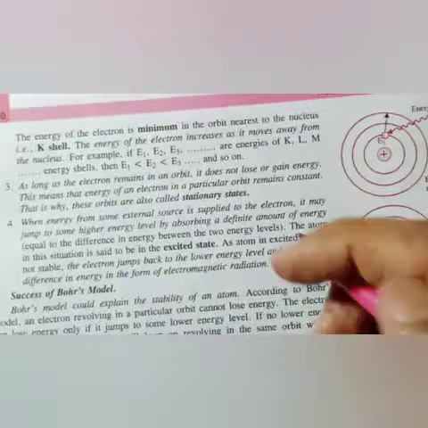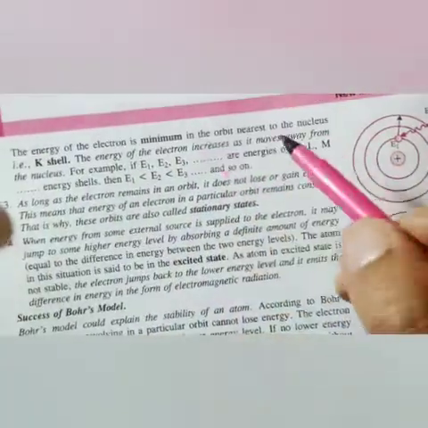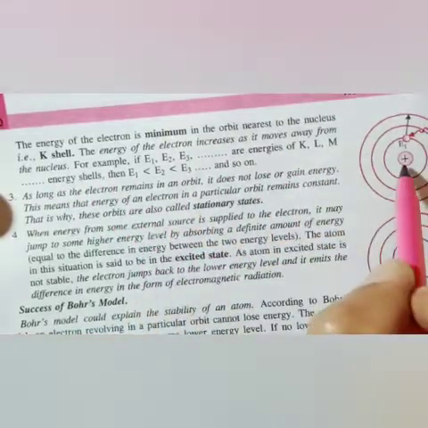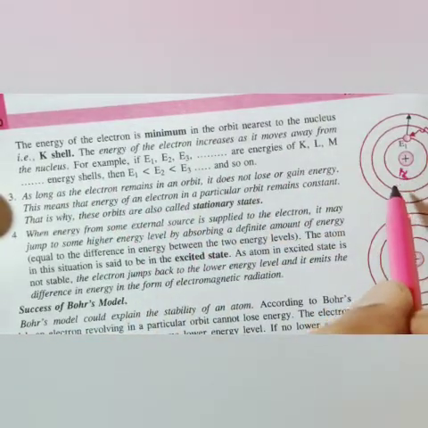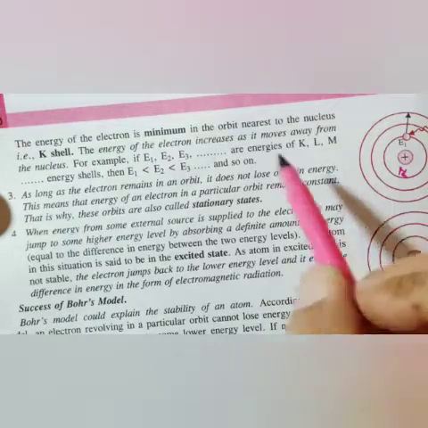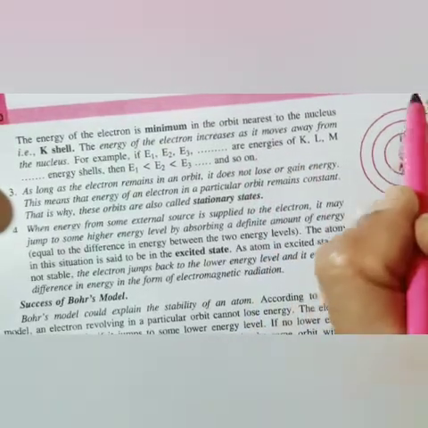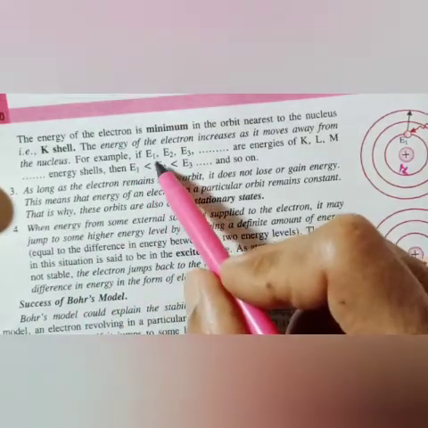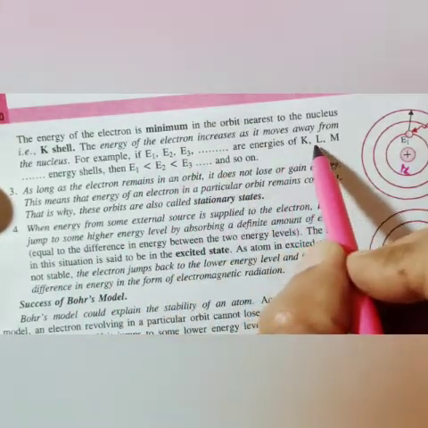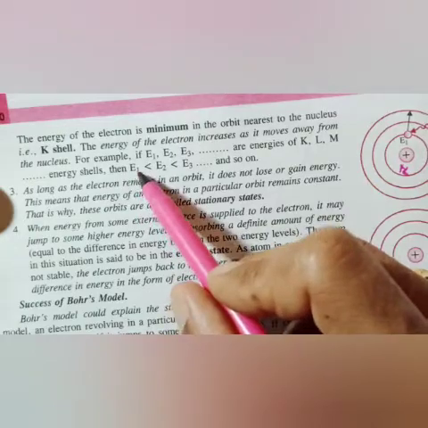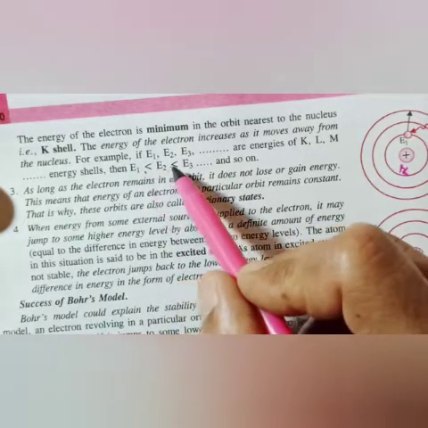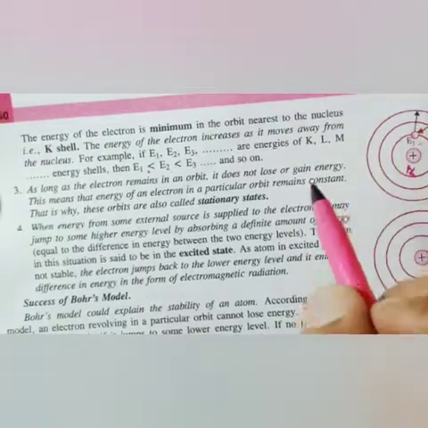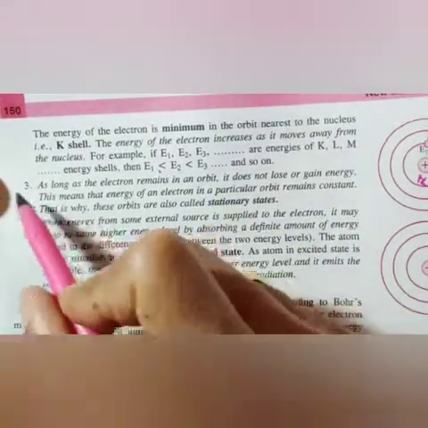Third thing, he said that the energy of an electron is minimum in the orbit nearest to the nucleus. It means the K shell should have very minimum energy. The energy of an electron increases as we move from the nearest to the farthest. So E1, E2, E3 are the energies of K, L, M. For example, E1 has lower energy than E2, then E3. In this way, the farther the electron is from the nucleus, the more energy it has.